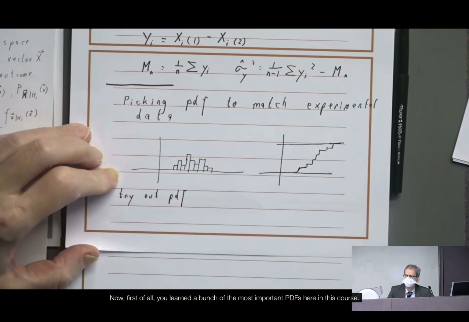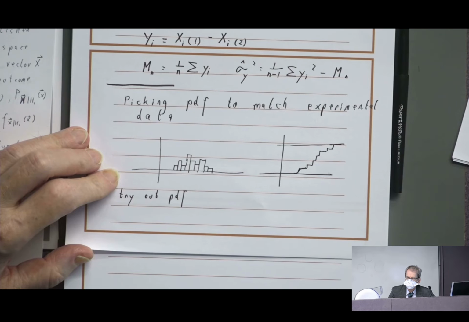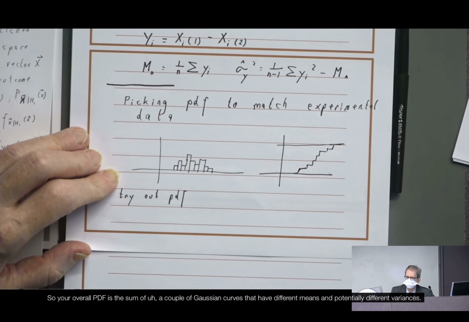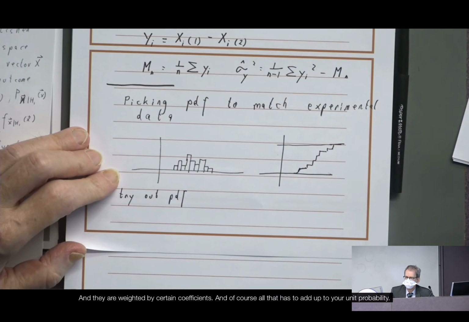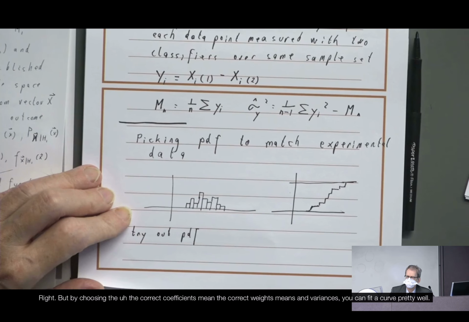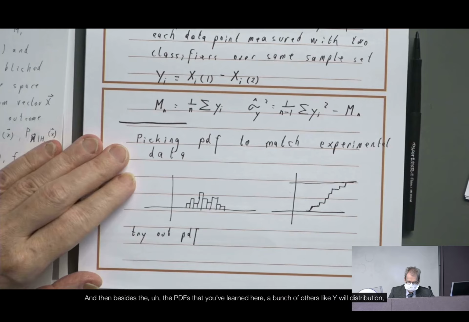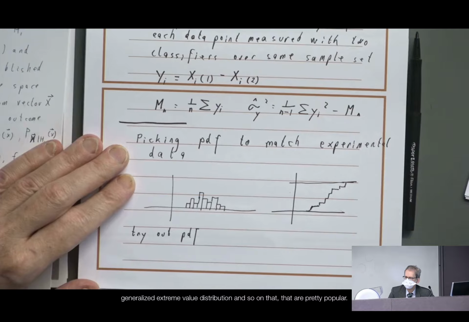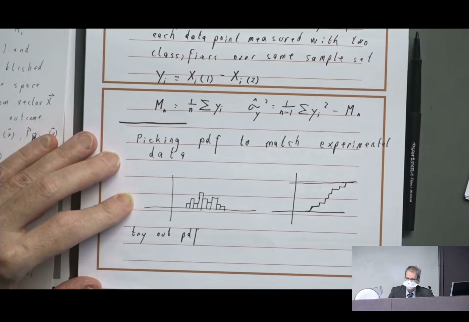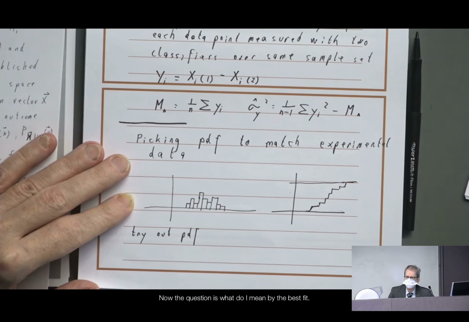Now, first of all, you learned a bunch of the most important PDFs here in this course. And there is also something called a mixture distribution. In particular, Gaussian mixture distributions are very popular. You're just saying your overall PDF is the sum of a couple of Gaussian curves that have different means and potentially different variances. And they are weighted by certain coefficients. And of course, it all has to add up to unit probability. Right? But by choosing the correct coefficients, meaning correct weights, means, and variances, you can fit a curve pretty well. And then besides the PDFs that you've learned here, a bunch of others like Weibull distribution, generalized extreme value distribution, and so on are pretty popular. And you can, in principle, test all of them and see which one gives the best fit. Now, the question is, what do I mean by the best fit?